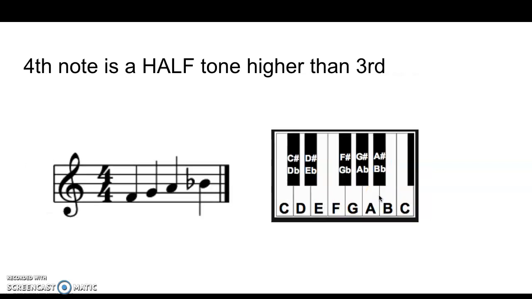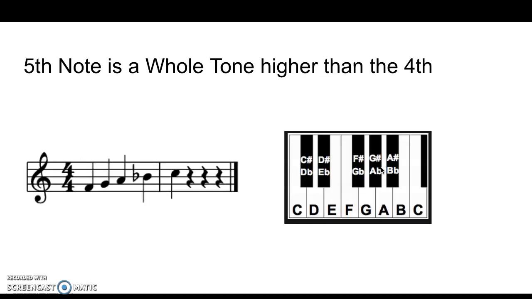The fourth note is a half tone higher than the third note. So the third note is A, and a half tone up is A sharp or B flat. In this case, we refer to it as B flat. The fifth note is a whole tone higher than the fourth note. So B flat up one semitone or half tone is B, and another one is C. That's where we get a whole tone from.